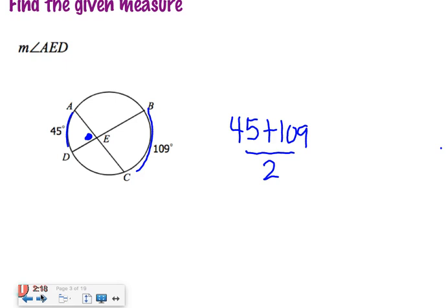The math today is super simple. You're just going to either add or subtract now instead of divide. It's not hard math, just knowing what numbers to do it with. What's 45 plus 109? 77. Perfect. Does that angle look like it's about 77 degrees? Yeah, it's less than 90, but still pretty big.